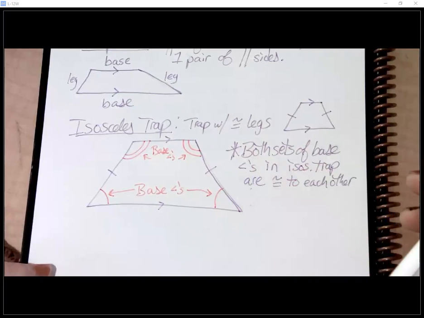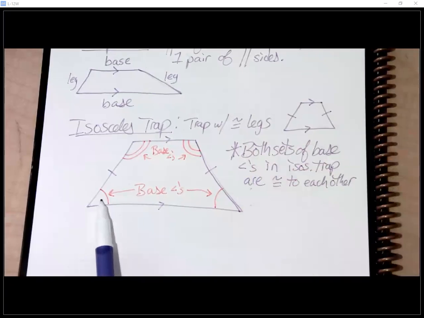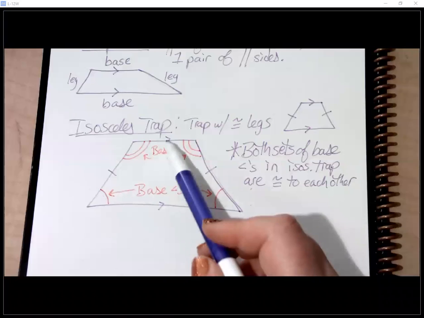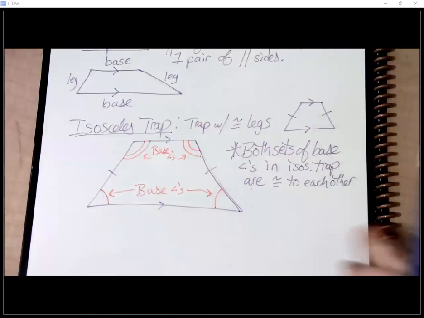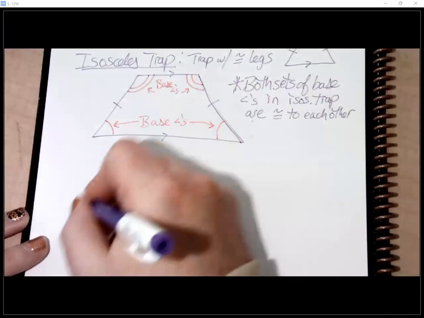Yes, Carson. So what if you take an angle from one base and an angle from the other base, won't those be supplementary? Yeah. So these are still same side interior angles, right? Because you have parallel lines. So that means in an isosceles trapezoid, I could get away with just giving you one value.